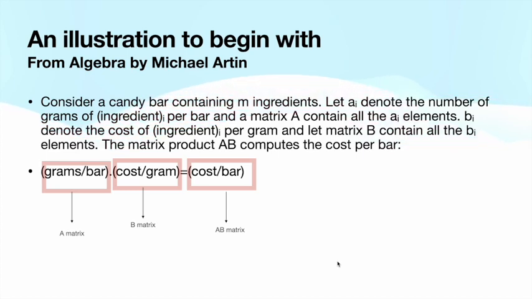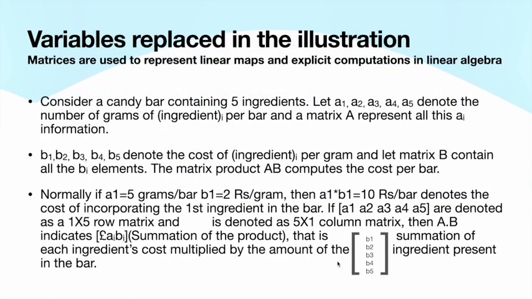We will just see an example for this one. Here, values have replaced the variables. Consider a candy bar containing 5 ingredients. Let A1, A2, A3, A4, A5 denote the number of grams of each ingredient per bar, and matrix A will represent all this information. B1, B2, B3, B4, B5 denote the cost of each ingredient per gram. So one matrix denotes the number of grams, and the second, matrix B, denotes the cost of each ingredient.